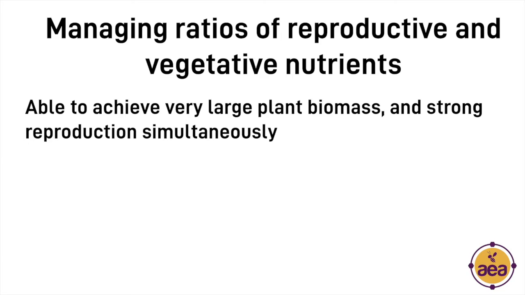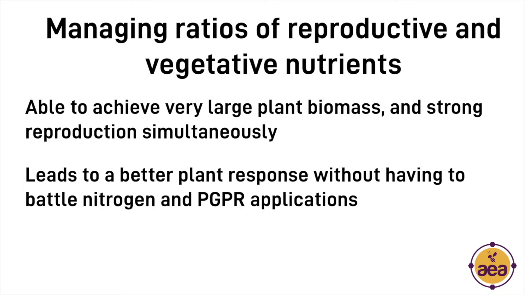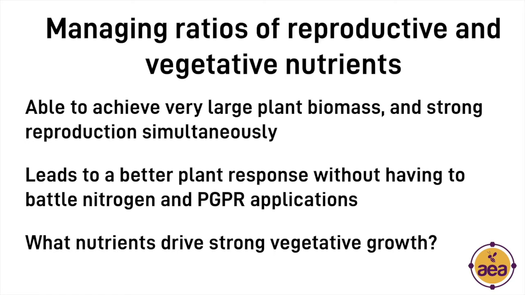able to achieve very large plant biomass and strong reproduction at the exact same time. So we don't have to constantly have this battle going on where we're trying to produce strong vegetative growth with nitrogen and then break it with PGPRs. We can actually produce a much better plant response than that simply by how we manage the ratios of a couple of nutrients. So what are these nutrients? There are 4 nutrients which drive very strong vegetative growth. One of them is nitrogen.